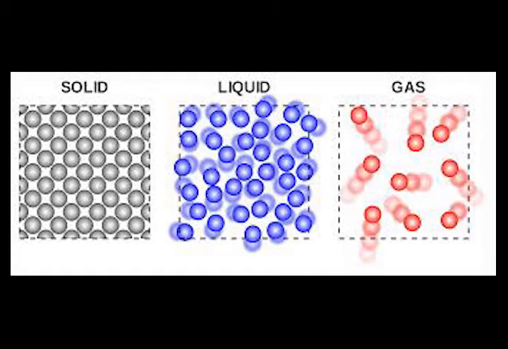So we are going to dive into the kinetic theory of gases and then move on to liquids. So first thing, when we talk about kinetic theory, kinetic means motion. So we're talking about the motion of matter. We're talking about the motion in solids, in liquids, and in gas.